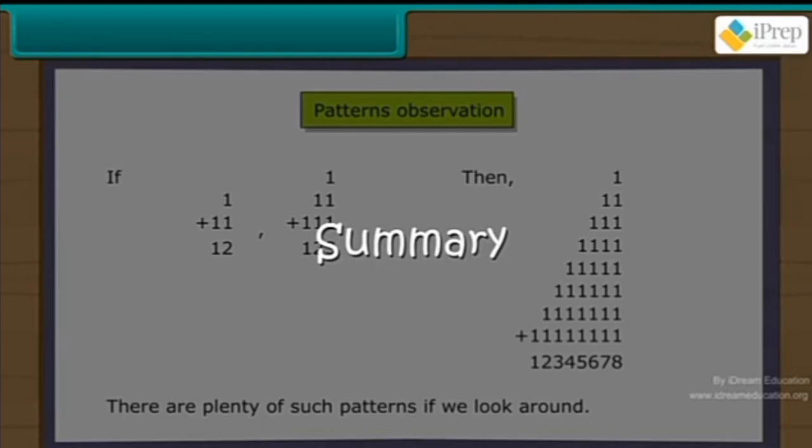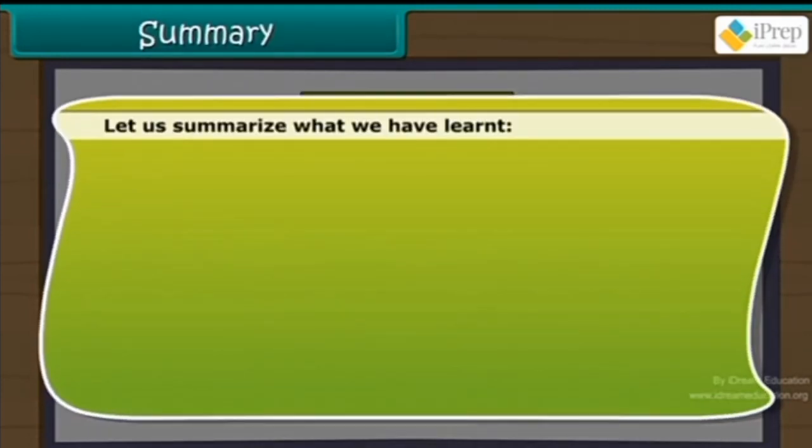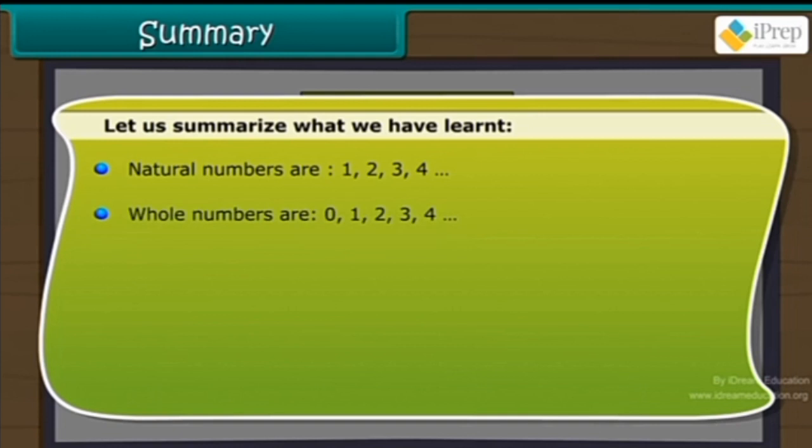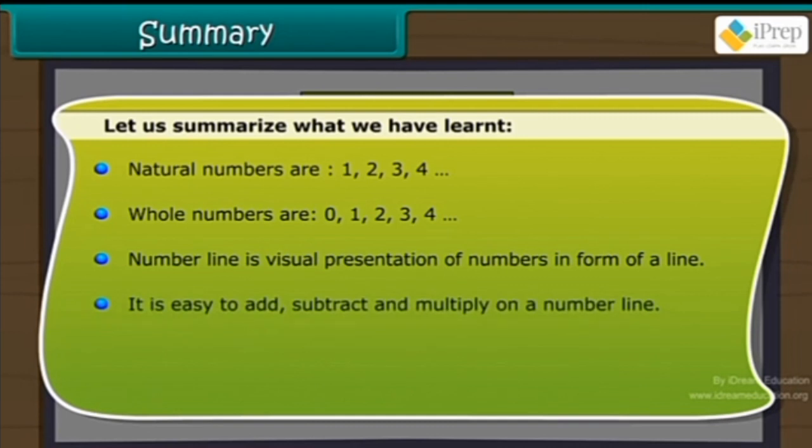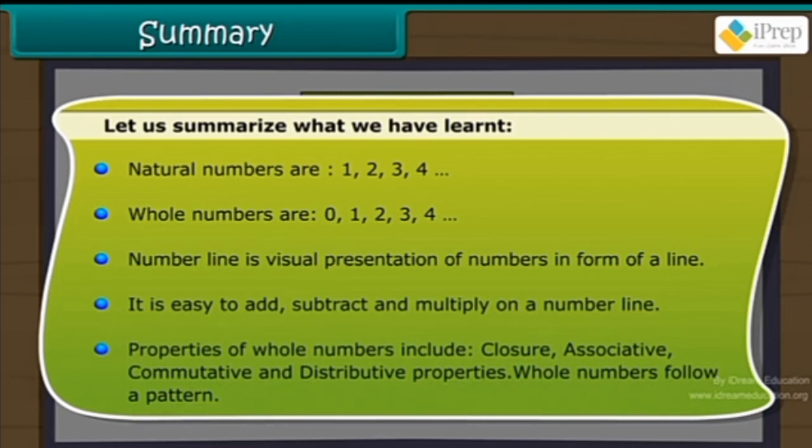Summary. Let us summarize what we have learnt. Natural numbers are 1, 2, 3, 4. Whole numbers are 0, 1, 2, 3, 4. The number line is a visual presentation of numbers in the form of a line. It is easy to add, subtract and multiply on a number line. Properties of whole numbers include closure, associative, commutative and distributive properties. Whole numbers follow a pattern.